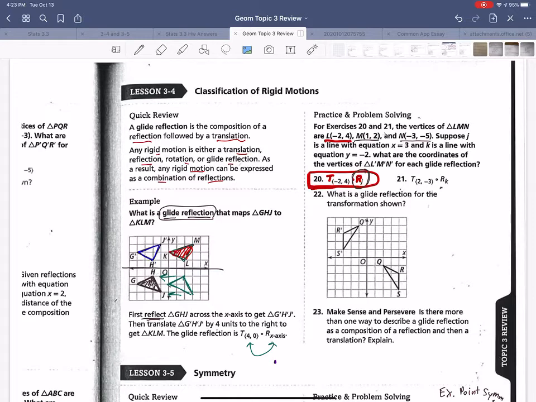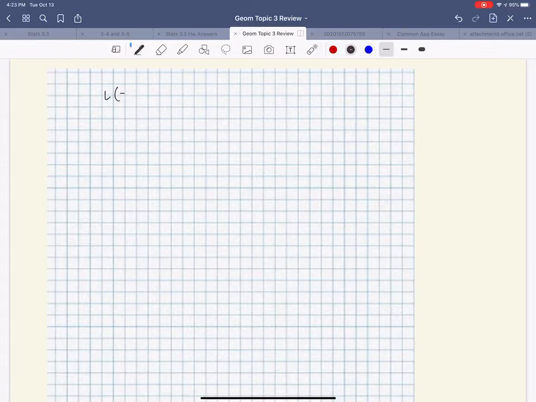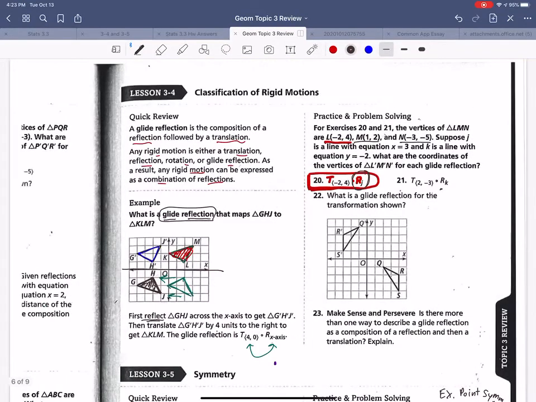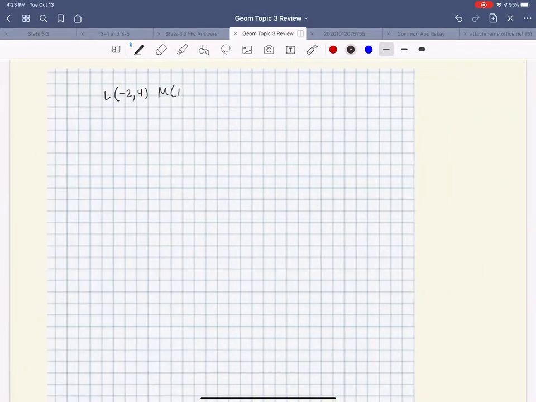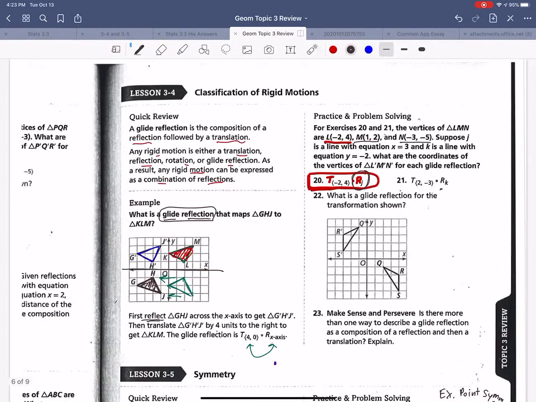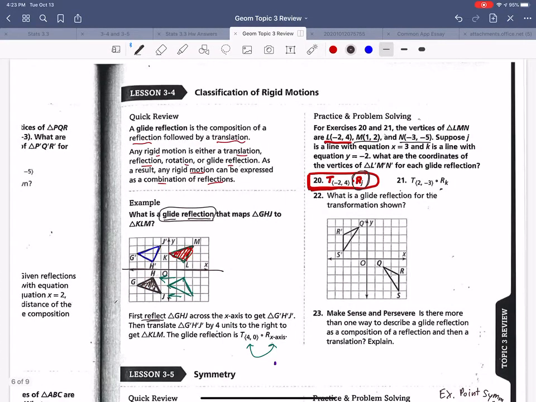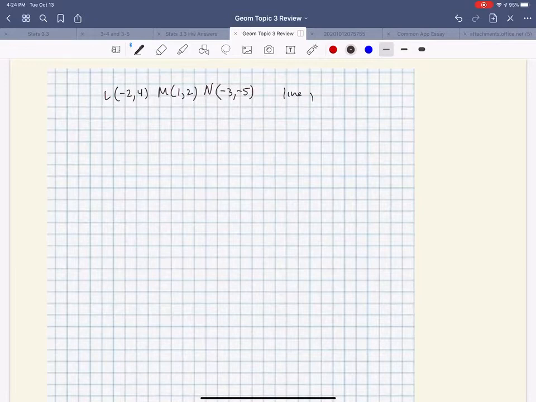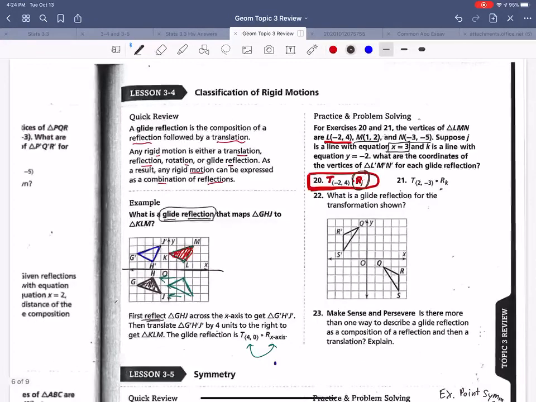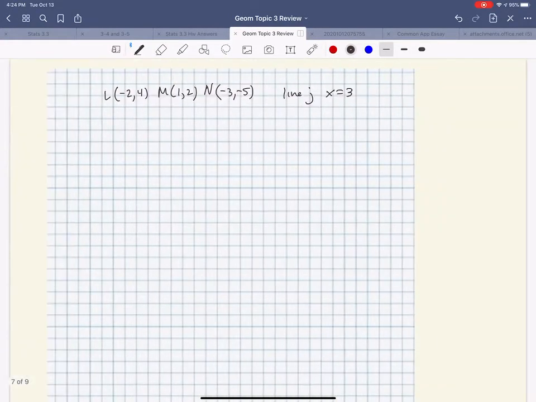So I have the coordinates (-2, 4), (1, 2), and (-3, -5). Okay, so what am I supposed to do with these coordinates? Well, first it says line J is x equals 3. And it also says line K is y equals -2.